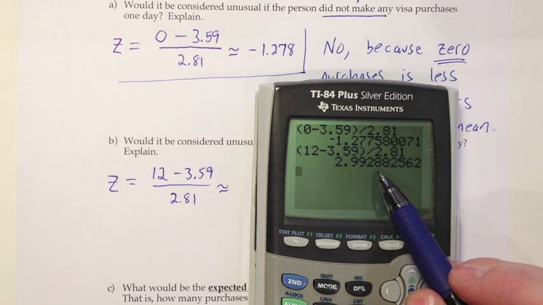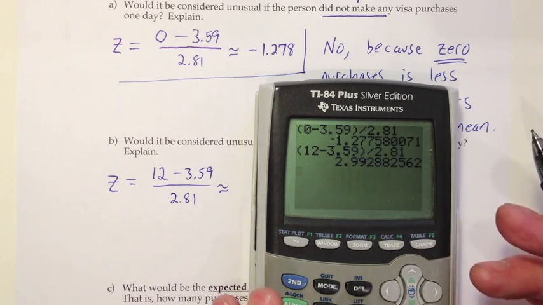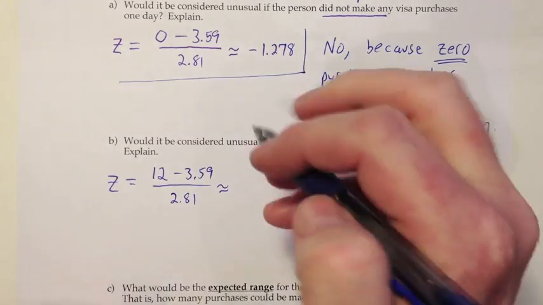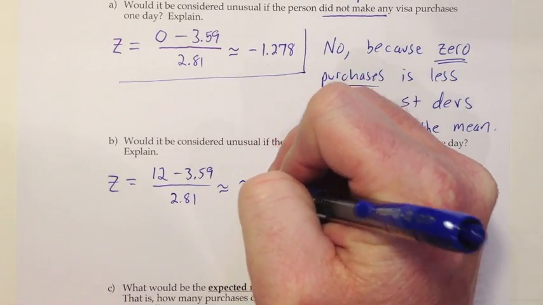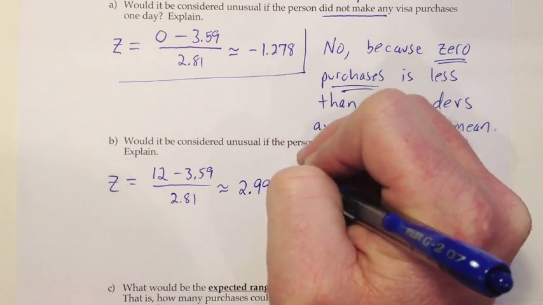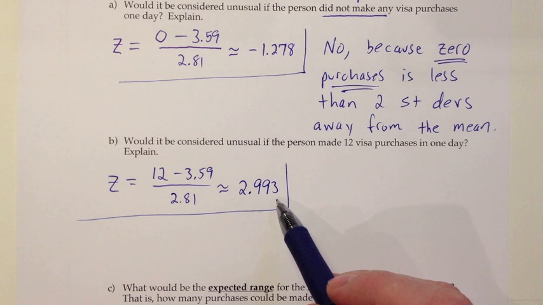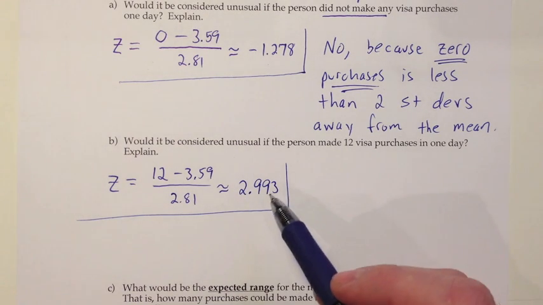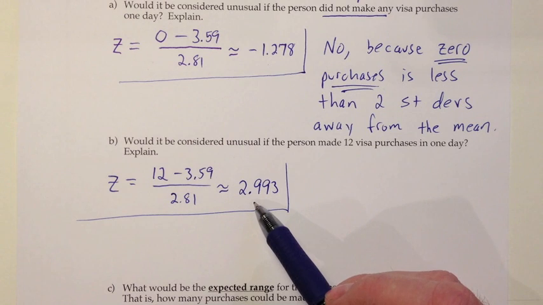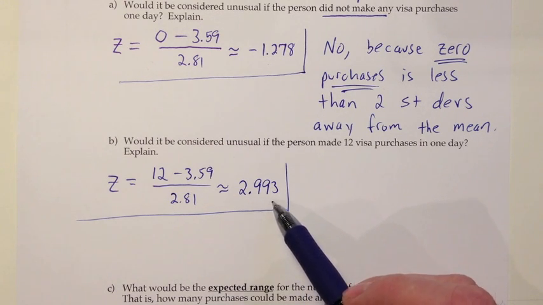It's a 2, but I'll round that up because of the 8. So 2.993. So all on its own, what that is telling me right there is that 12 purchases is 2.993 standard deviations above the mean. And in the context of this question, the most important aspect of that to me is if it's 2.993 standard deviations above, then it's more than 2.